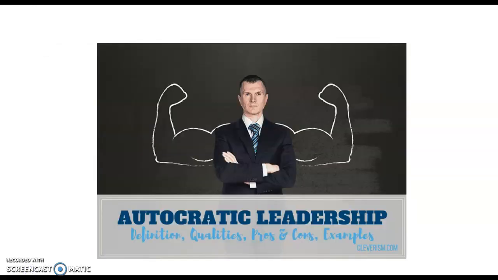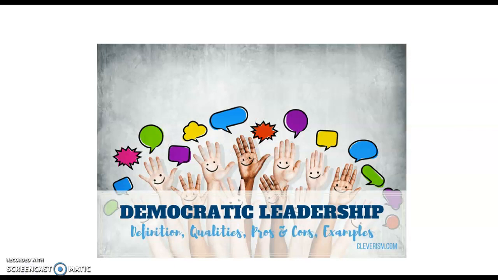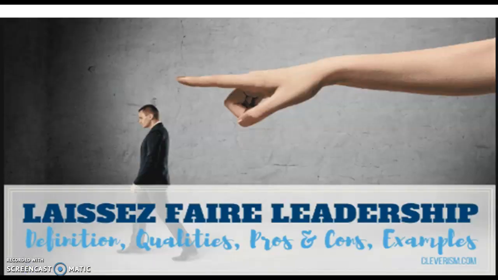So let's just recap on the leadership styles. You have the autocratic leader who takes control and tells people what to do. You then have a democratic leader who wants to hear from everyone before ultimately making a decision. Then you have the laissez-faire leader who says, go off and do it. I'm not going to watch you. Just make sure you get it done.